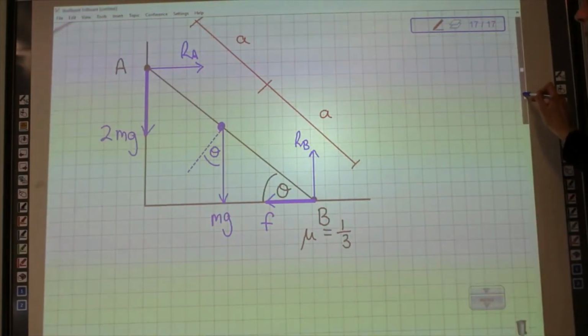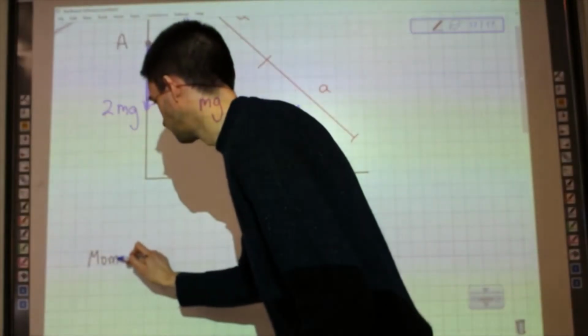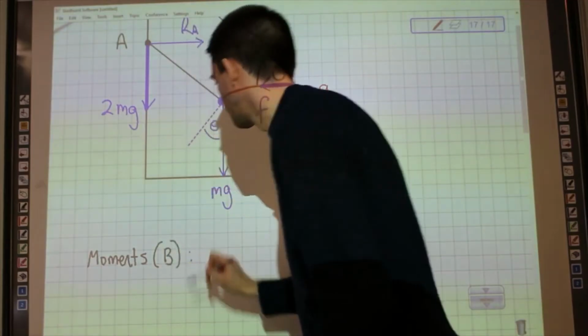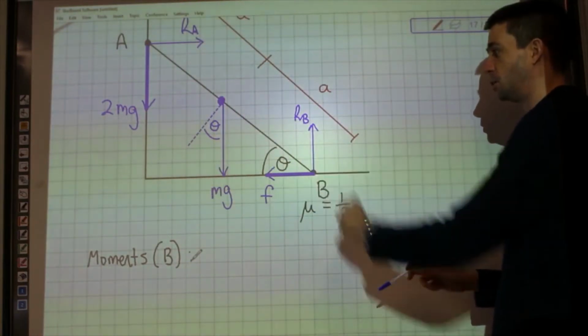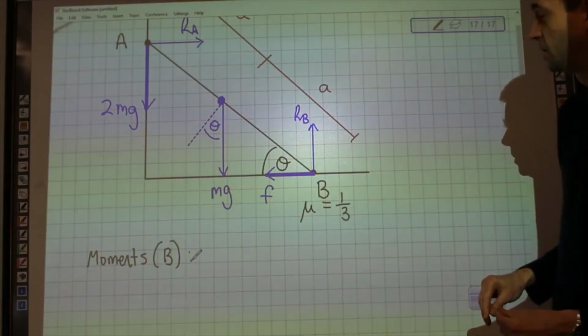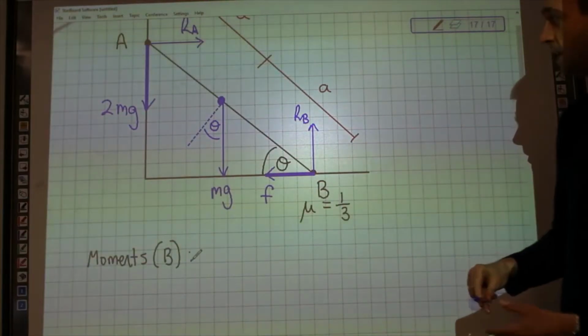So, moments then. In this one, I'm going to take moments about B. And the reason that I'm doing that is I can ignore the reaction at B and I can ignore the friction. Right, so what I need to consider first of all then is that the clockwise moment is going to be equal to the anti-clockwise moment.